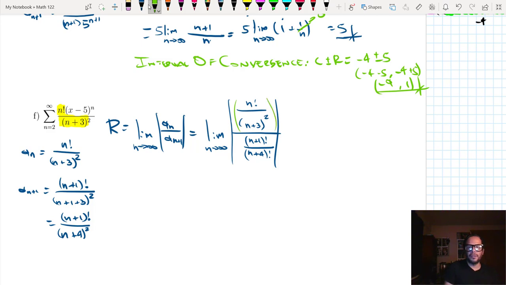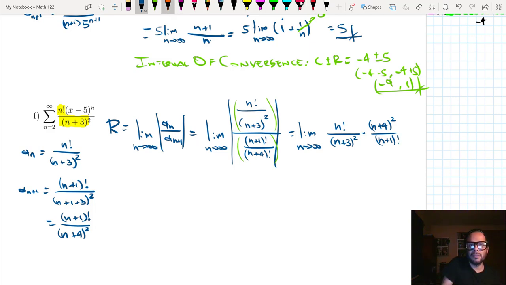Then let me group this sort of complex fraction. So this is going to be the limit as n approaches infinity of n factorial divided by n plus 3 quantity squared, times n plus 4 squared over n plus 1 factorial. And by the way, this isn't supposed to be a factorial here. This was supposed to be n plus 4 quantity squared.